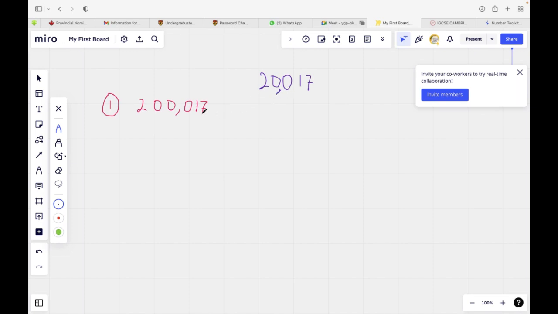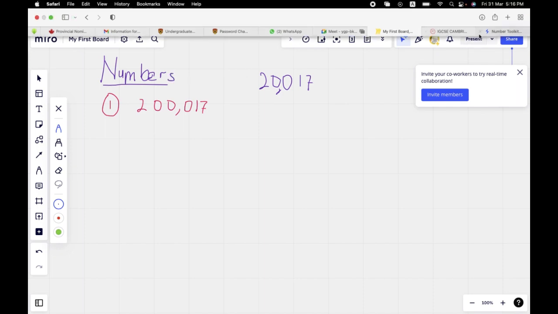So for 200,017, after writing 200, you must write 017. Because 200,000 must have 6 digits. Is that okay? Are you there? Yes. Okay, let's take another one. We start with the easiest one, and then we move to the medium and then the difficult questions. And let's move to another question.